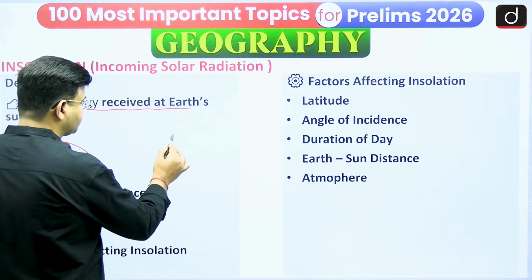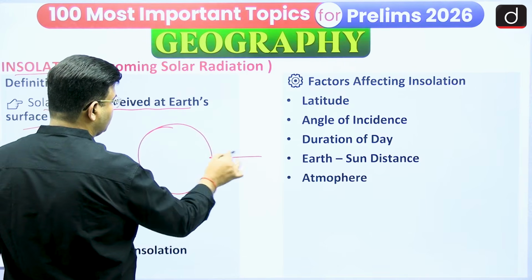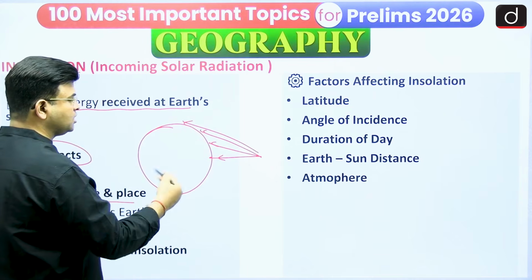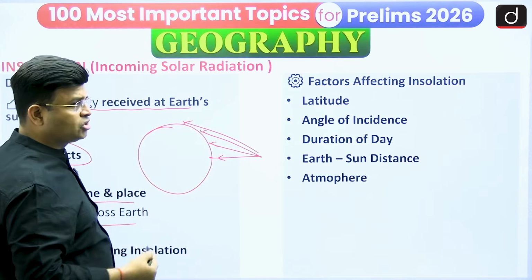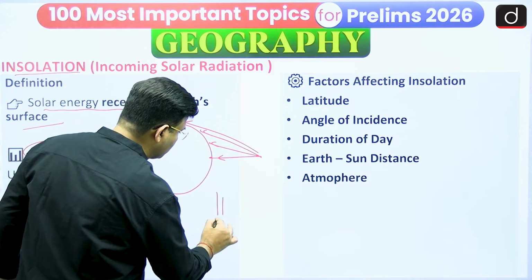You know that if the rays come vertically, and when they go slant, the energy distribution decreases, because it is spread over a larger area, whereas when it comes vertically it falls on a smaller area.